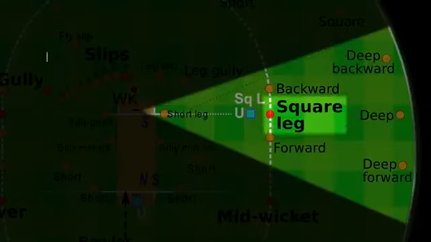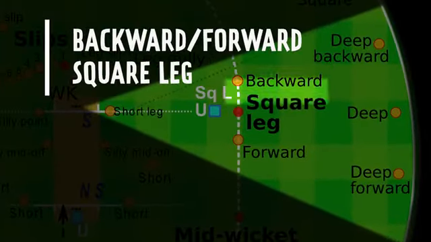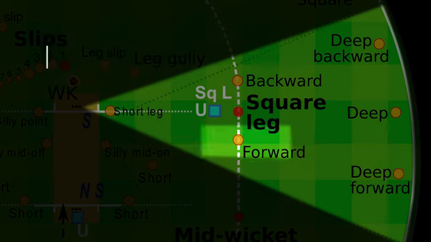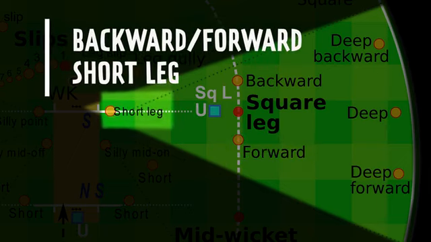Backward square leg is behind the crease and forward square leg is in front of the crease. As catching positions, there are short leg, backward short leg and forward short leg.